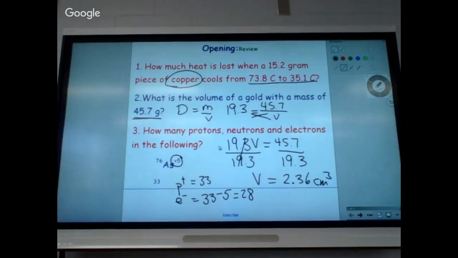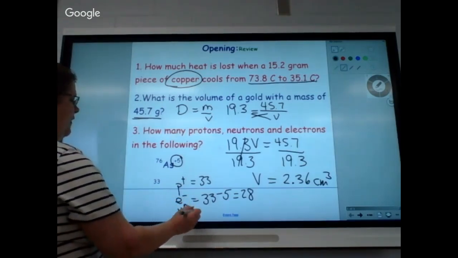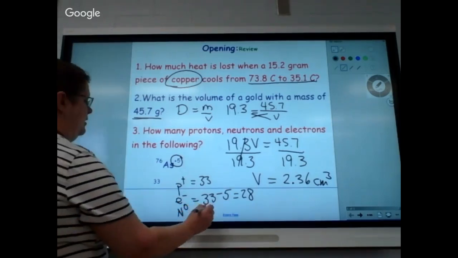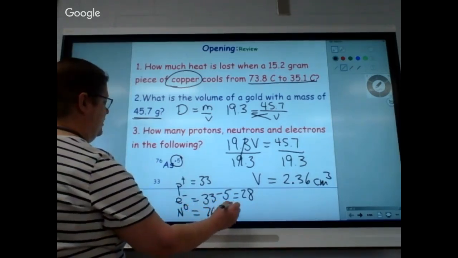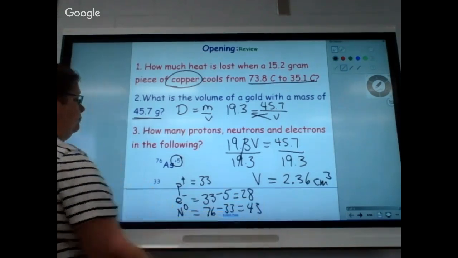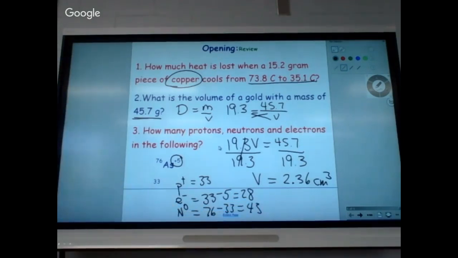Okay, we lost 5. All right, and then for the neutrons, how do we find neutrons? 76 minus 33. 76 minus 33 is 43. That was the part that I forgot how to do because I put 76 and it wasn't adding up. Questions? Yeah.